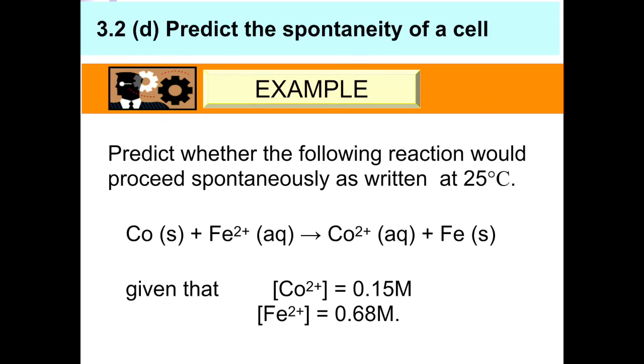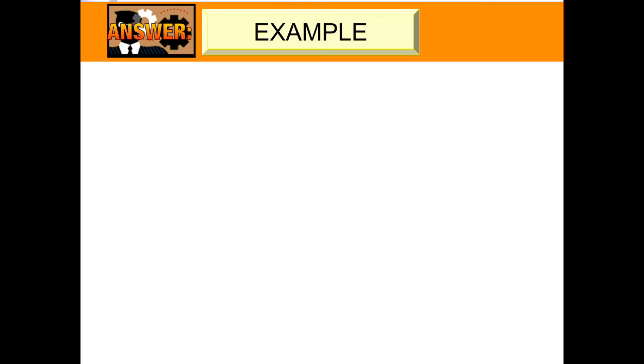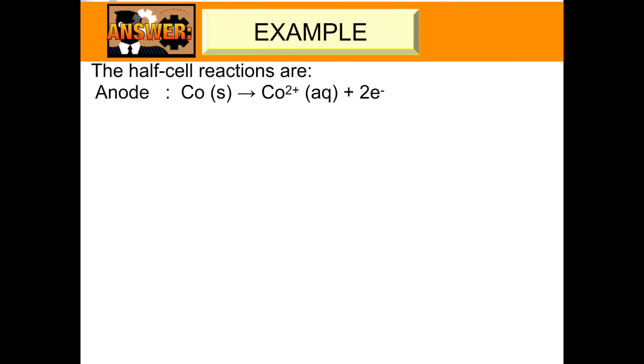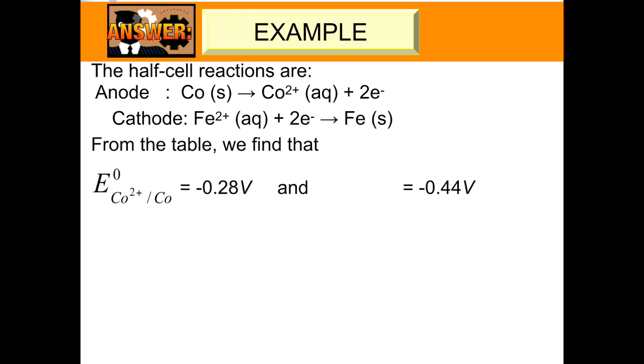Last but not least thing that we can do with Nernst equation is to predict the spontaneity of a cell. For example, predict whether the following reaction will proceed spontaneously as written at 25 degrees Celsius given the concentration as follows. First of all, we split the overall cell reaction given into anode and cathode. From the equation, the anode belongs to cobalt and cathode belongs to ferrum.